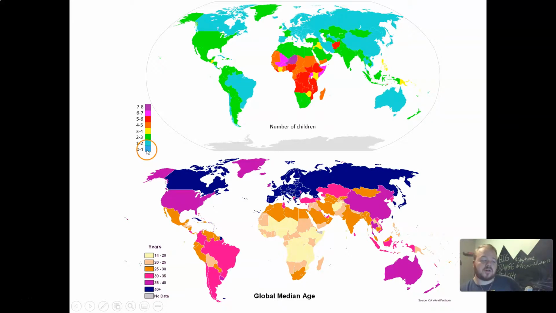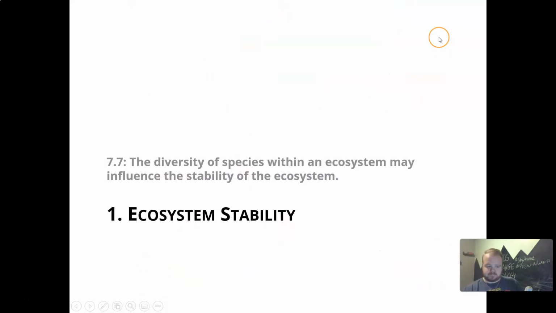And in some parts of the world, you're going to see 0 to 1 or 1 to 2. Odd enough here, little islands there. Or 3 to 4. So typically, the populations that have the most kids tend to have the lower median age, and the populations that have the least amount of kids tend to have the older ages.